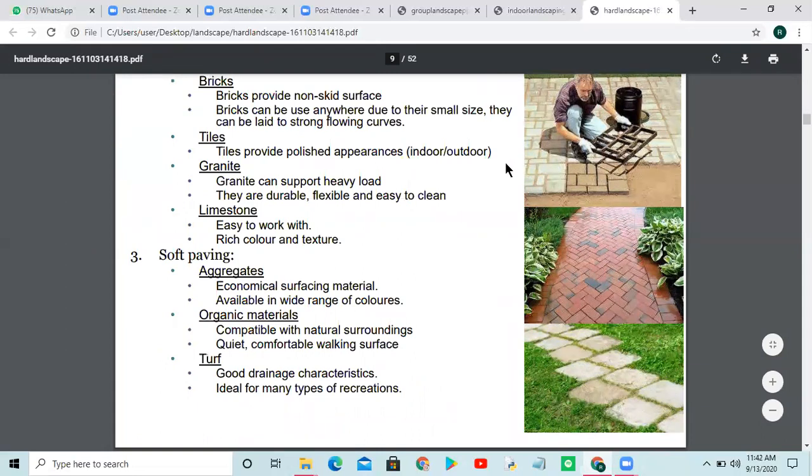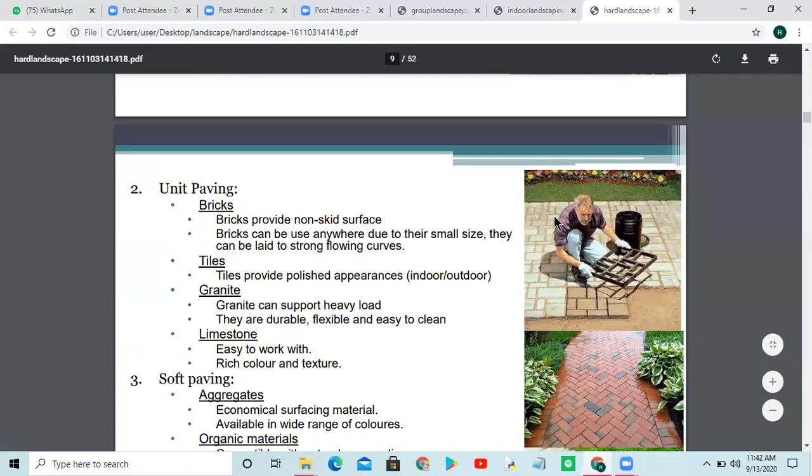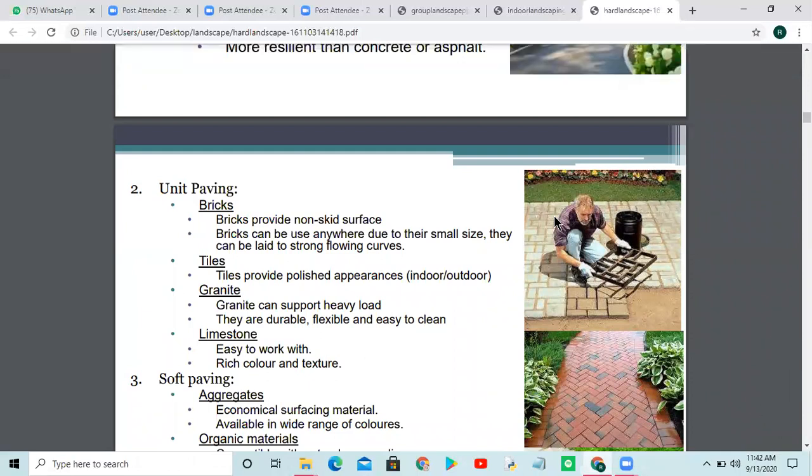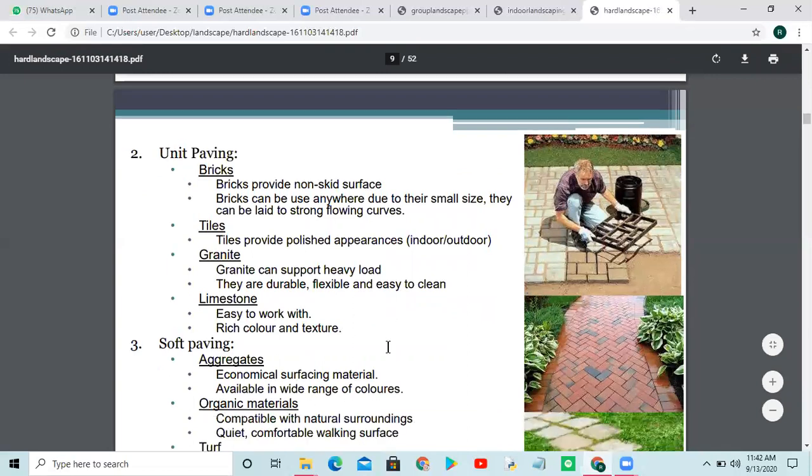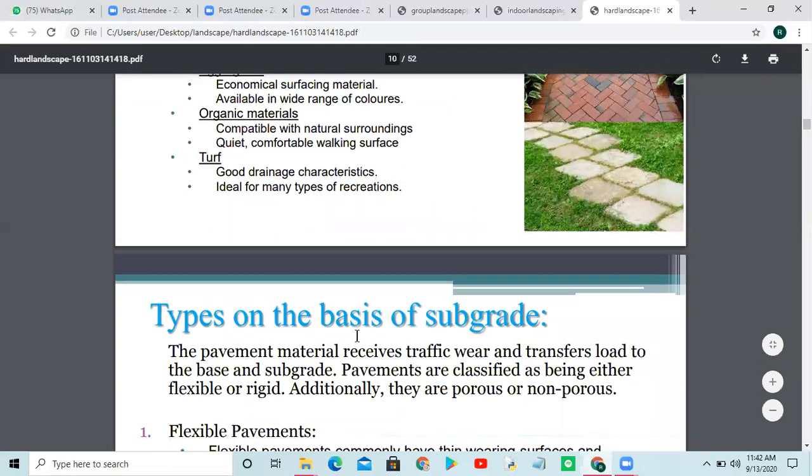These days there are many organizations like BMTPC that generate blocks made by mixing fly ash with concrete, cement, and broken mosaic, and then they create blocks out of it. Those blocks can be used easily for flooring patterns also, and it gives a sustainable look.